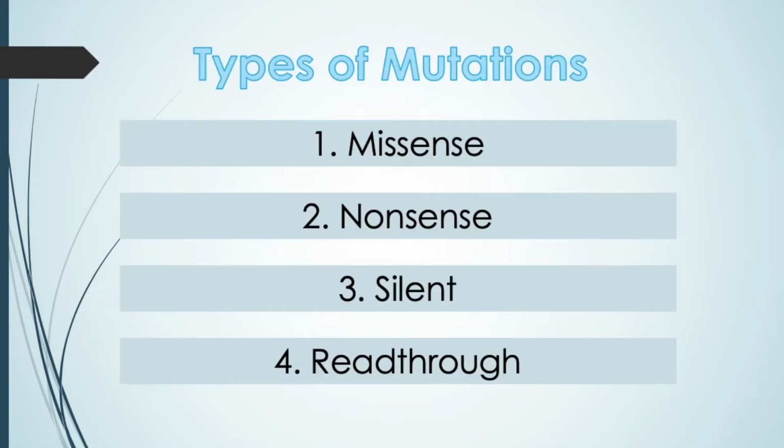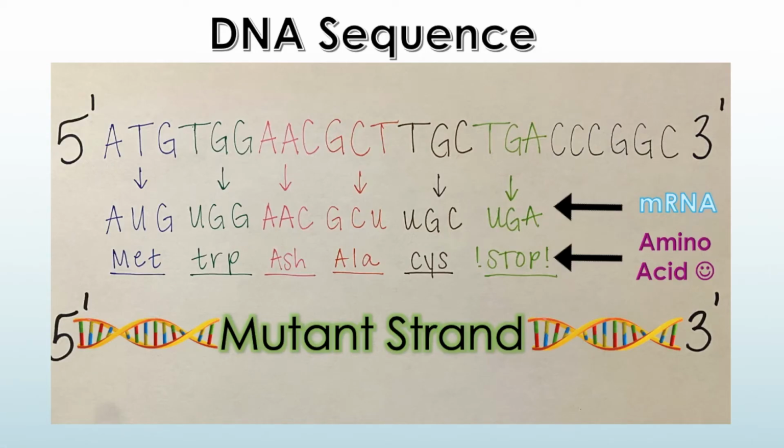In this video, we are going to be exploring genetic mutations. 4 types of mutations include missense, nonsense, silent, and read-through. Let's take a look at a DNA sequence and see what happens when these 4 mutations occur. Here's our DNA sequence along with the coded mRNA and amino acids.